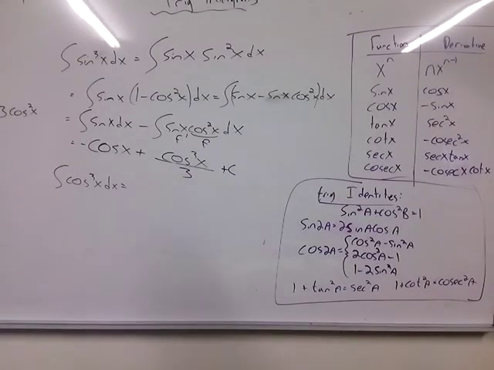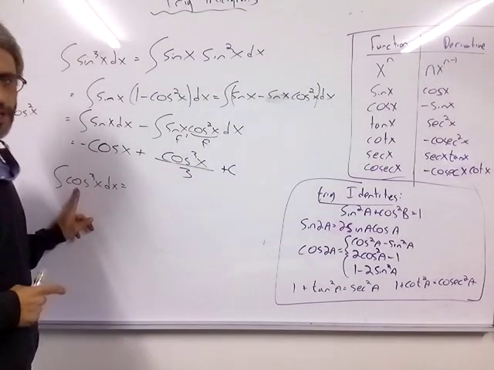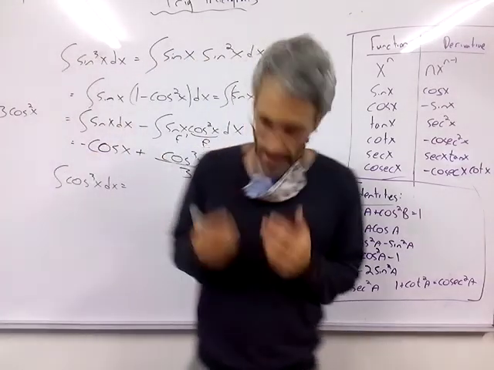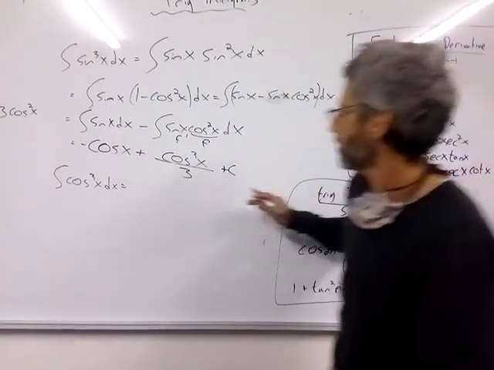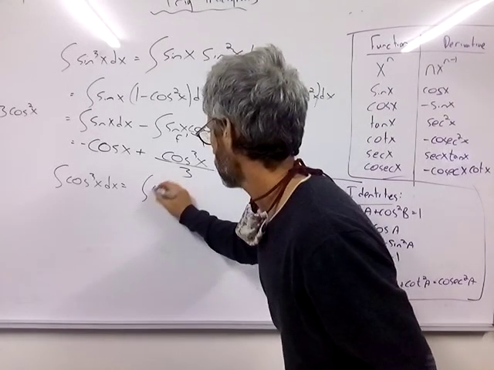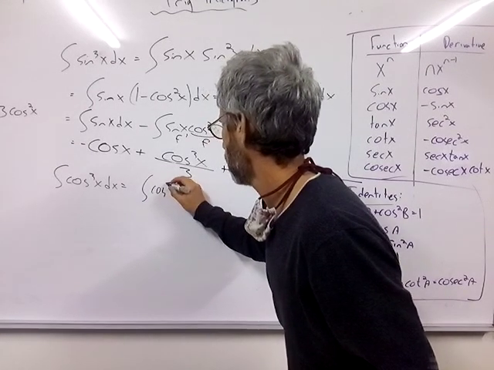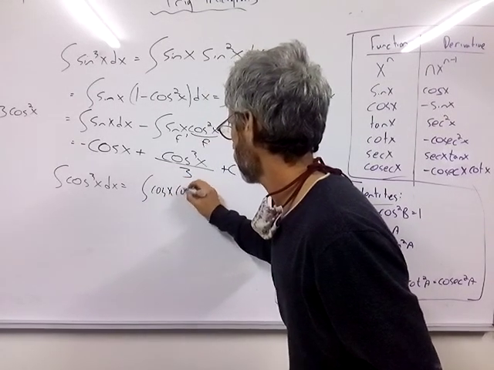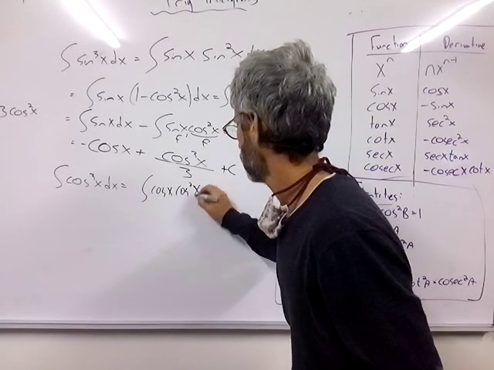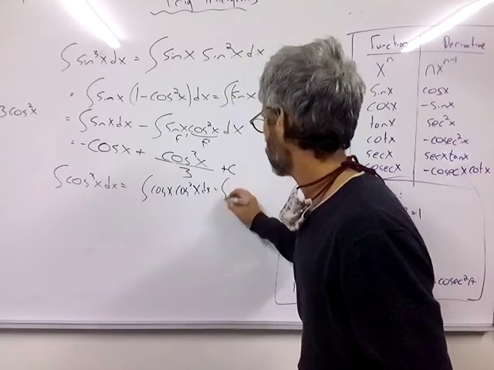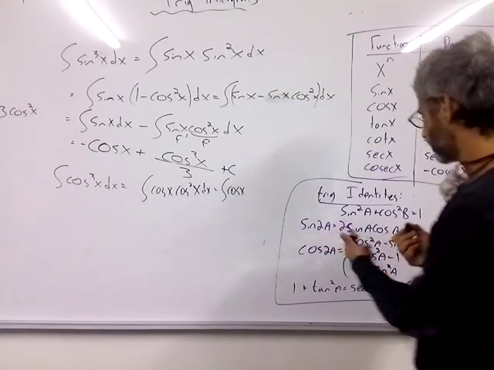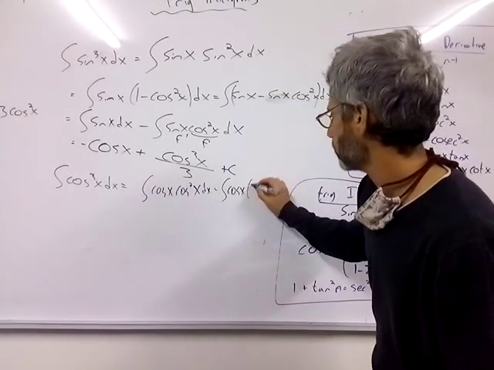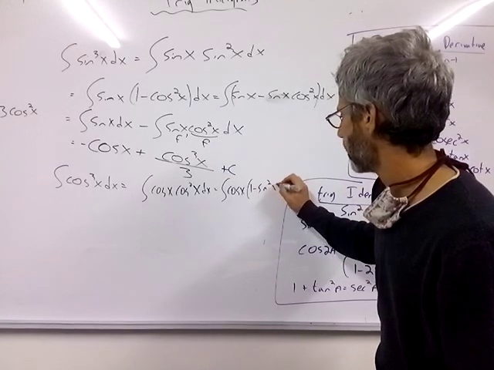So our next mission is to do the similar thing to cosine cube x. The strategy here is going to be the same because I don't have any trig with cube yet. So we're going to split it to cosine x times cosine square x dx. The cosine we leave as it is, and the cosine square, we're going to use the same identity and turn into 1 minus sine square x dx.